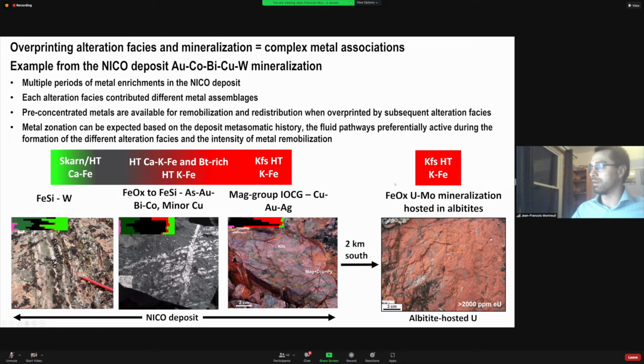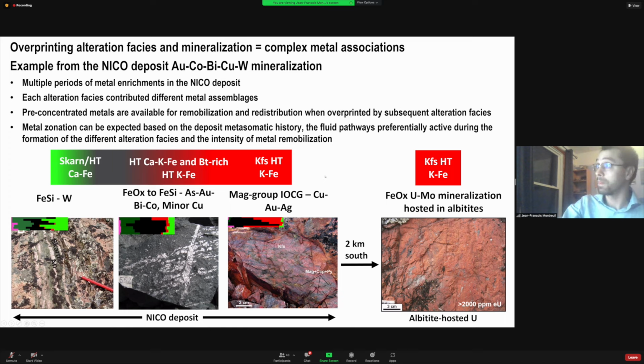So the development of multiple alteration facies with different metal signatures really helps to explain why we have such a diversity in metal assemblage, and why sometimes when we look at the system it can look confusing. But the reality is it's because it formed in multiple pulses, and each of these pulses will contribute their own suite of metals to the overall endowment of the zones of mineralization. So the polyphase aspect is also very important.